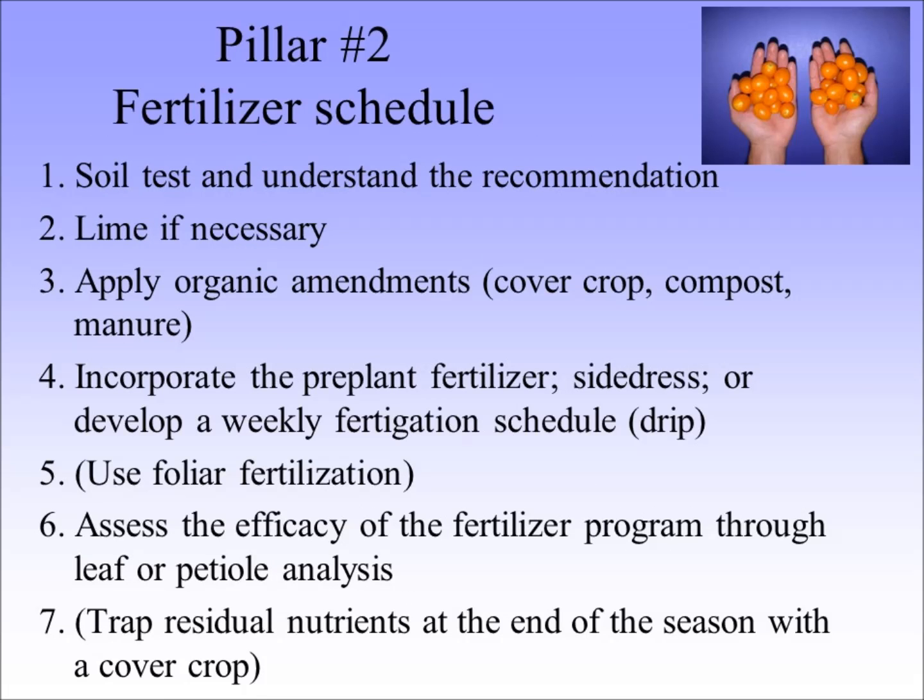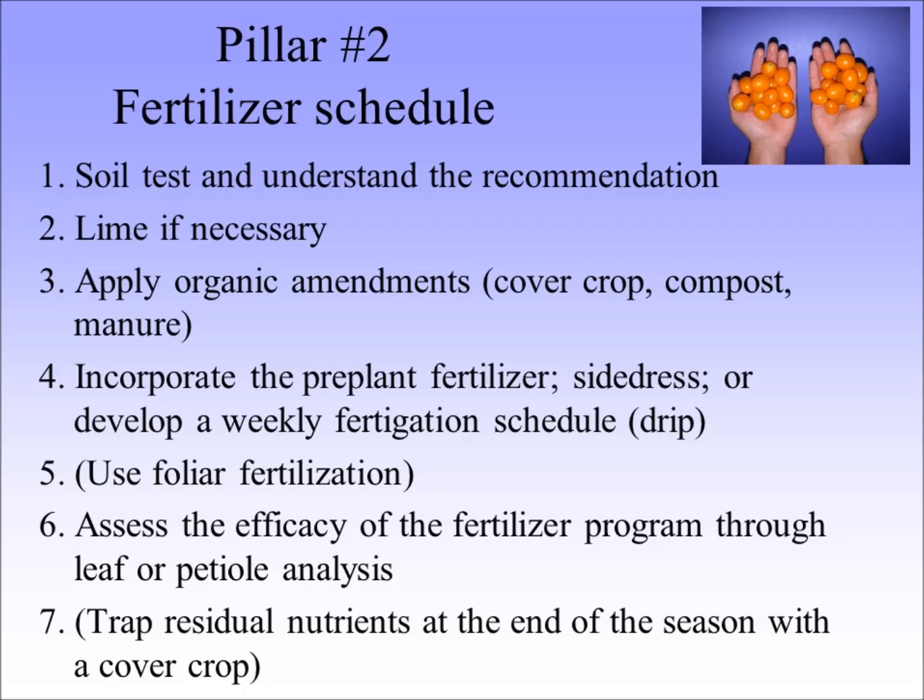The fertilizer schedule, that's the big picture: soil test and understand the recommendation. That's what we've done up until now. Lime if necessary. Apply organic amendment if you do, using either cover crop, compost, or manure. Incorporate the pre-plant fertilizer. Side dress or develop a weekly fertigation schedule. So really, these are the different types of math we're going to have to do.